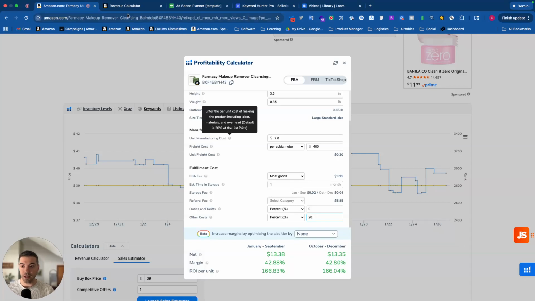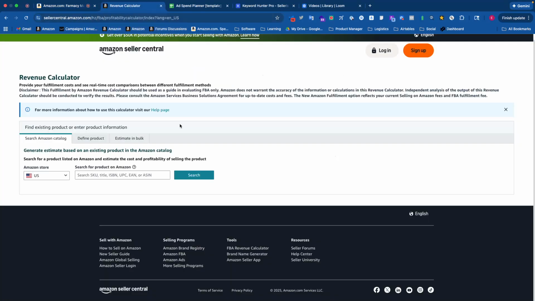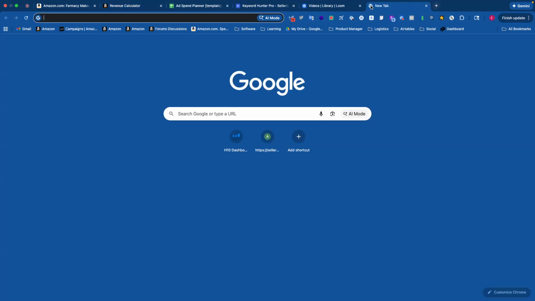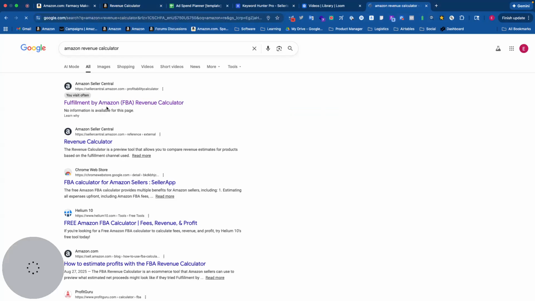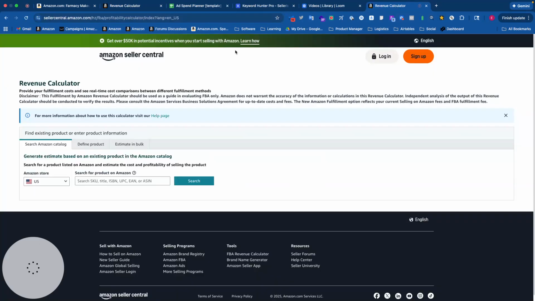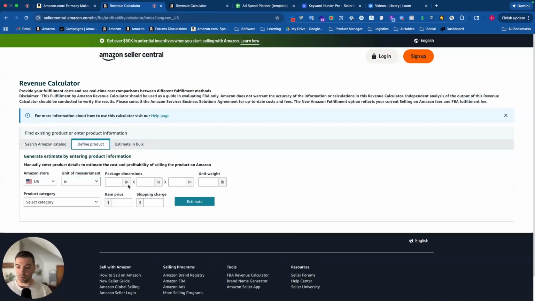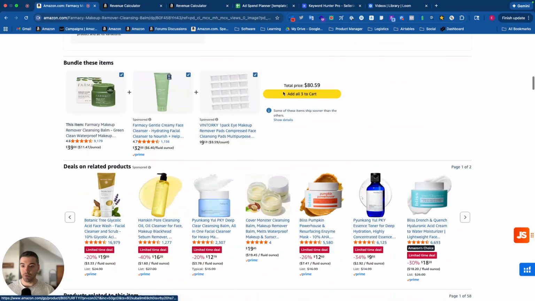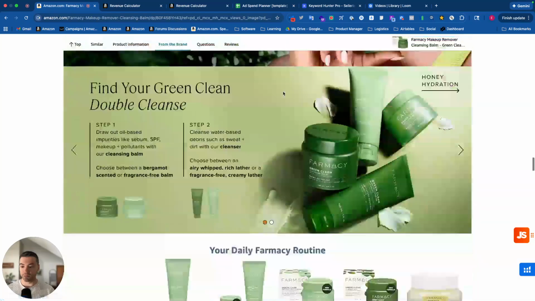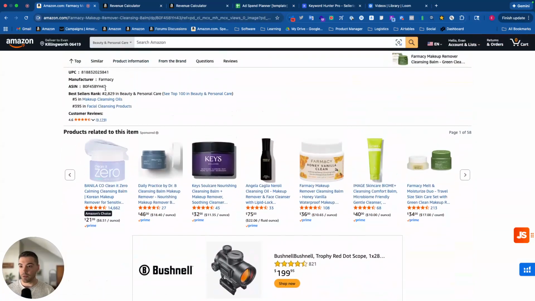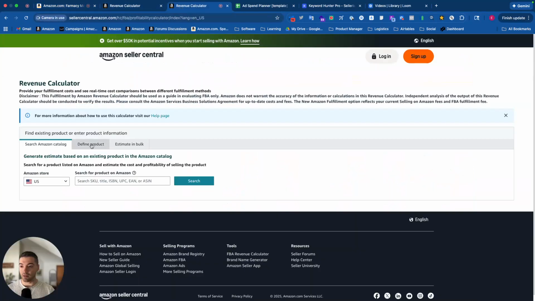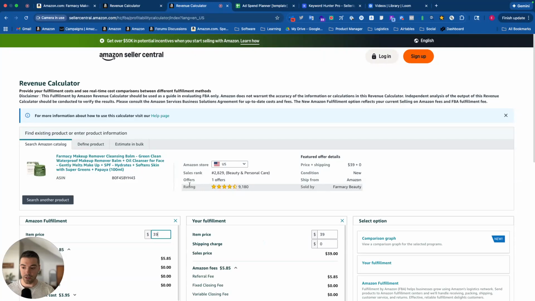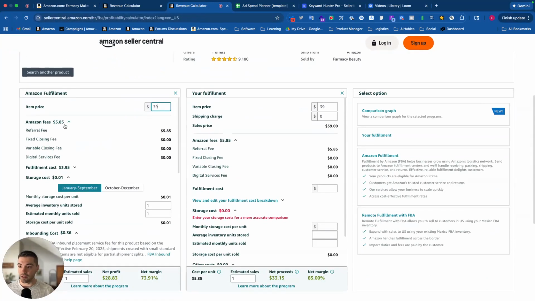But if you don't have Helium 10 or any software, the second way to do this is to just type in Amazon. It'll usually be the first result here. The price. But if you have an existing product like this one, and you want to know what the fees on it are because you're confused, you can grab this ASIN. Instead of defining a product, I'm just going to use an existing product, because the result is going to be the same here. And it gives you the same thing: the referral fee, the fulfillment cost, the storage cost.